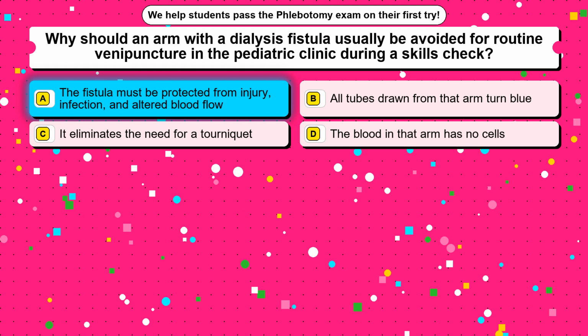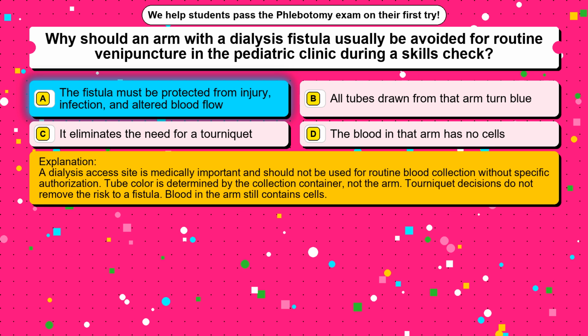The correct answer is option A. The fistula must be protected from injury, infection, and altered blood flow. A dialysis access site is medically important and should not be used for routine blood collection without specific authorization. Tube color is determined by the collection container, not the arm. Tourniquet decisions do not remove the risk to a fistula. Blood in the arm still contains cells.